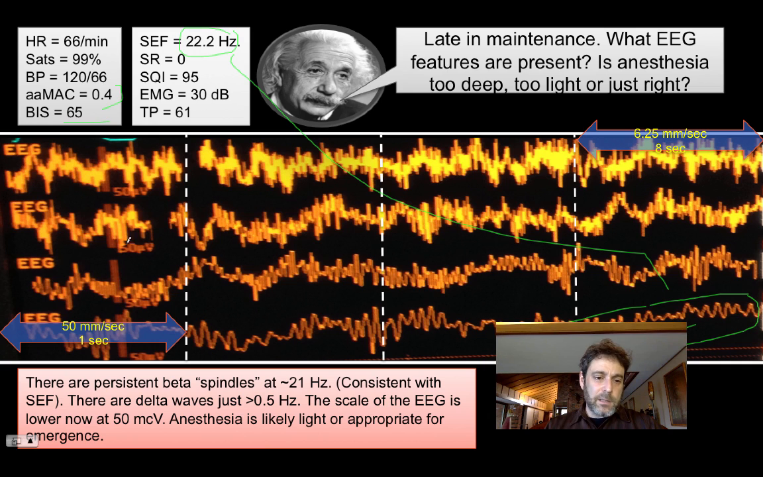So the scale now notably is down to 50 microvolts. Remember, it had been 200 microvolts in the previous examples. So the very big amplitude delta waves have gone away. We still have delta waves, but they're not quite as impressive in their amplitude. And anesthesia is likely to be light or appropriate for emergence.